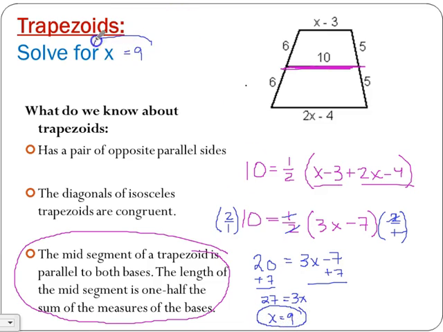X would equal 9. I'm going to go on to the next slide, so if you need more time, go ahead and click pause. Again, we set up to solve this problem using the properties or the theorem of that mid-segment theorem, and the idea that the mid-segment is half of the sum of the bases.